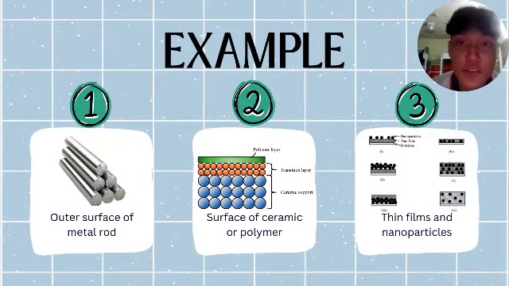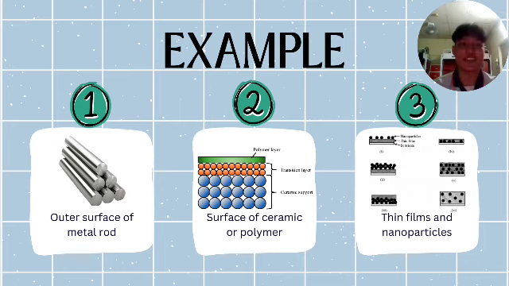Okay, now I will explain examples of the planar defect free surface. Example number one, the surface of metal rods; number two, the surface of ceramics or polymers; and number three, thin films and nanoparticles. That's all.